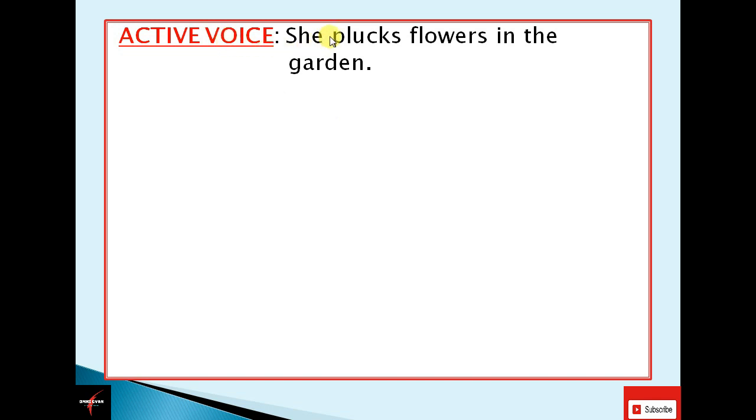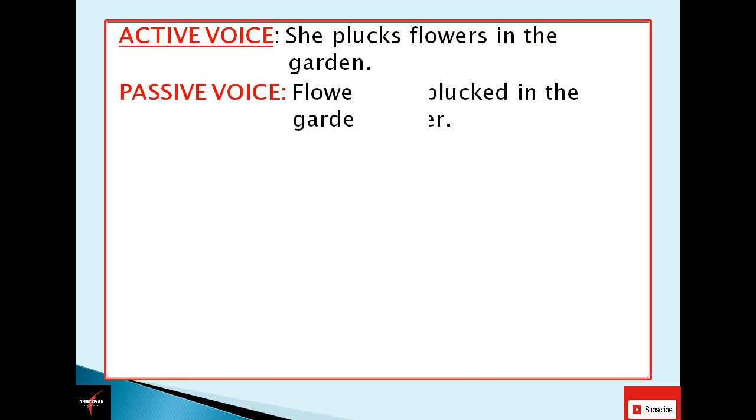Active voice: She plucks flowers in the garden. Now the answer, passive voice, is: flowers are. See, flowers is plural, so we will use "are" here. Okay, so flowers are pluck, plucked. So the third form is plucked. In the garden by her. Now "she" becomes "her". So in the middle we have put "in the garden".